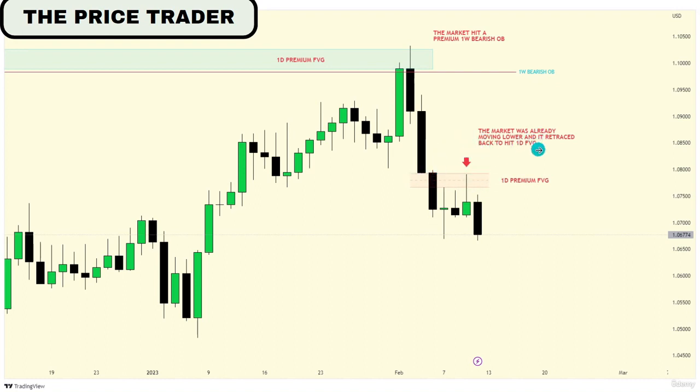The market was already moving lower, and this day it retraced back to hit that daily fair value gap. So from this daily fair value gap, we'll drop further into the 15 minutes chart to see how we could have capitalized on that as an opportunity.